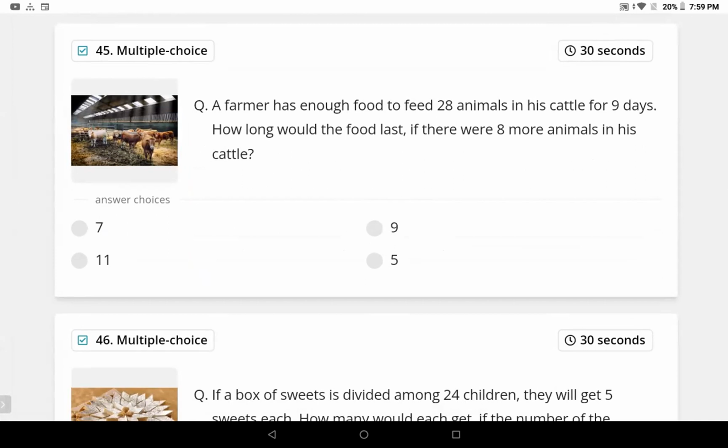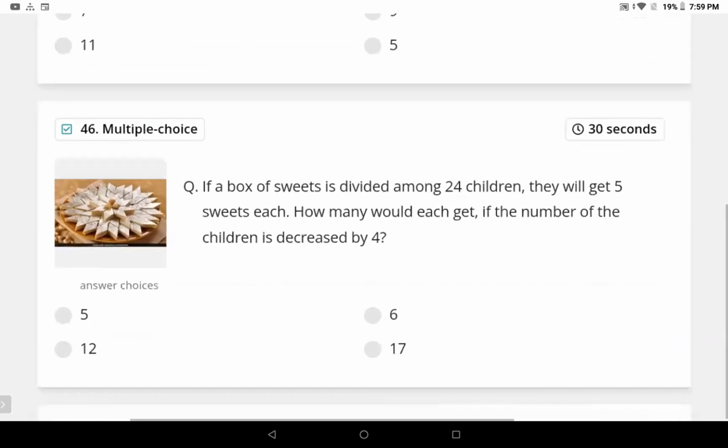How are you supposed to do it here? 8 more animals means added, so the food is going to decrease or increase, children? Decreasing. So which proportion is it? Indirect. So 28 multiplied by 9 by 8. Come on, children, please simplify and give the answer. 7, ma'am. Yes. Next, Nitya, please continue with 46.